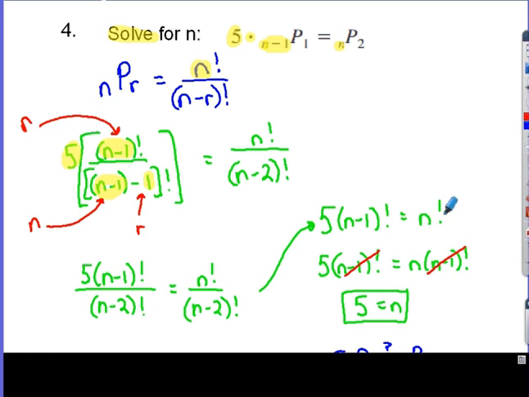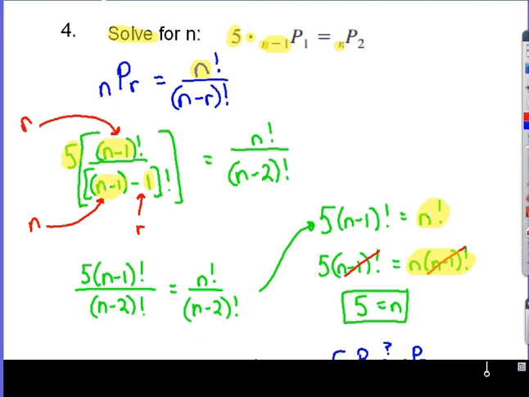And then the last trick is to take this n factorial and expand it as n multiplied by n minus 1 factorial. Okay, then when we do that, we can see that n minus 1 factorial is on both sides of the equation, so we can cancel it off, or divide both sides by n minus 1 factorial. And all we're left with is 5 equals n, and so that's the answer.